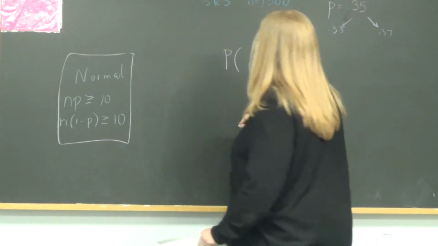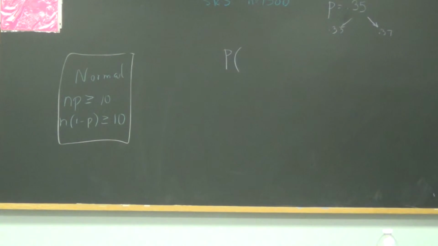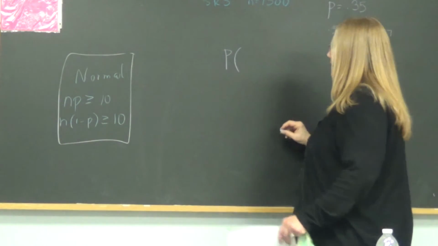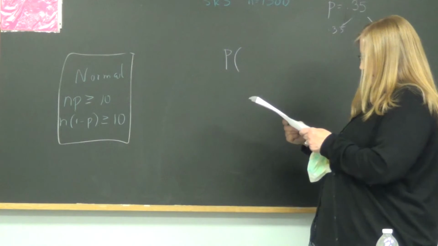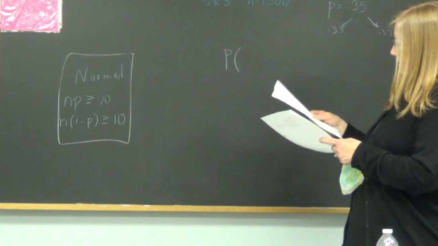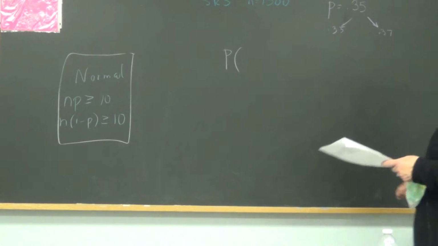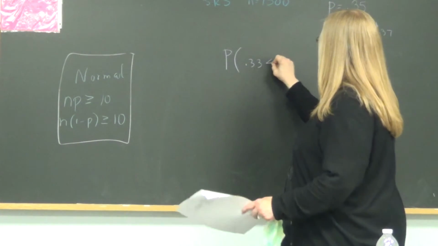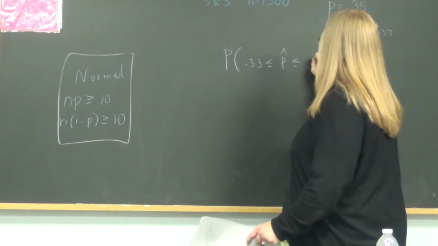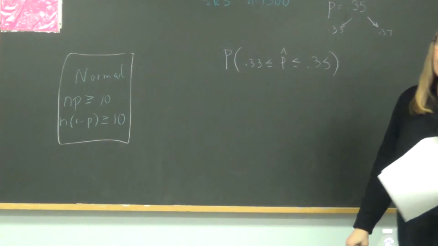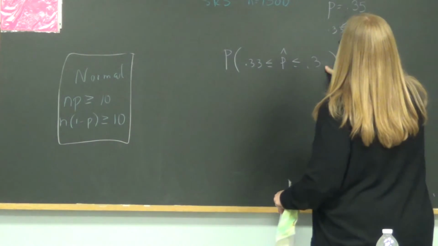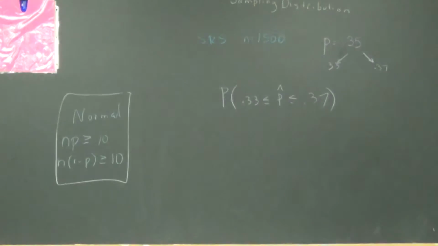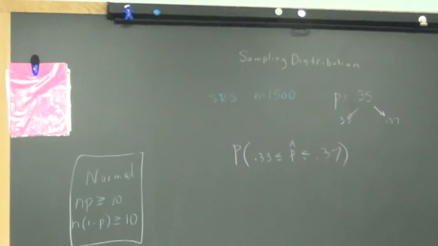So I'm going to write it in probability lingo. The probability that 0.33 is less than p hat, which is less than or equal to 0.37. Sorry, you're right, 0.37, not 0.35.